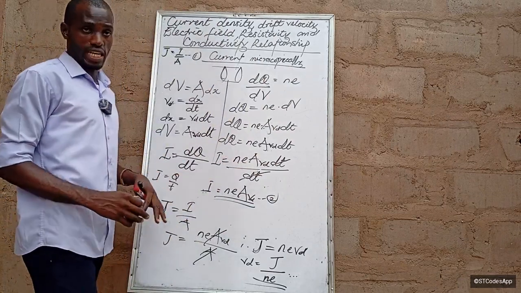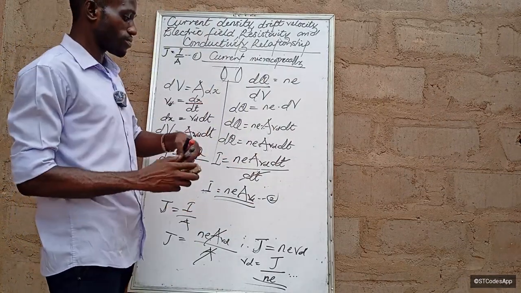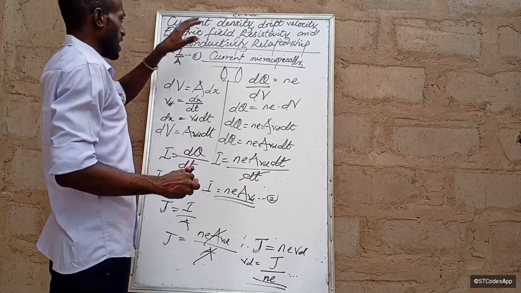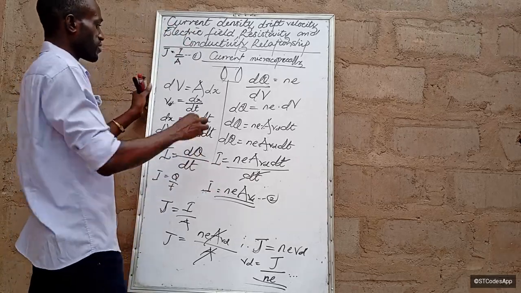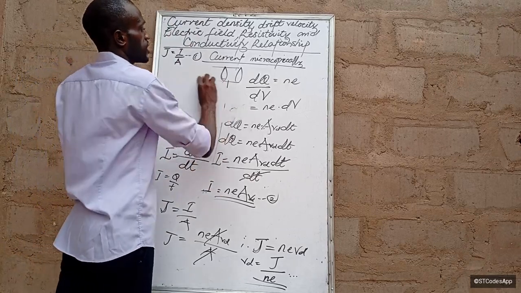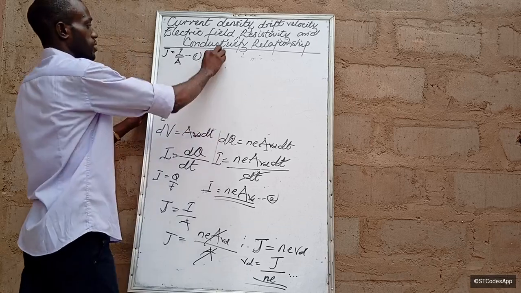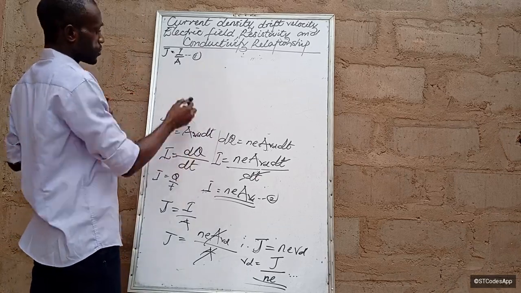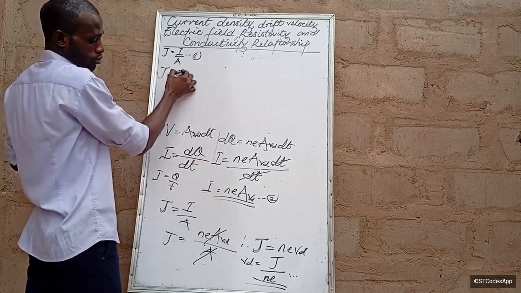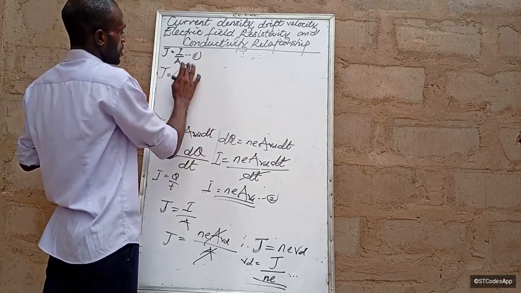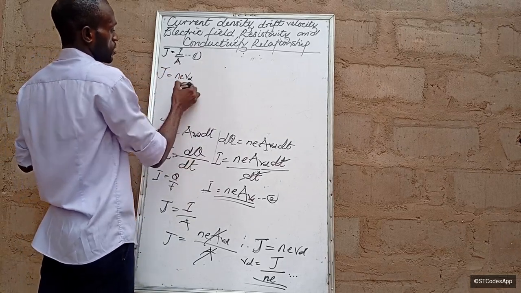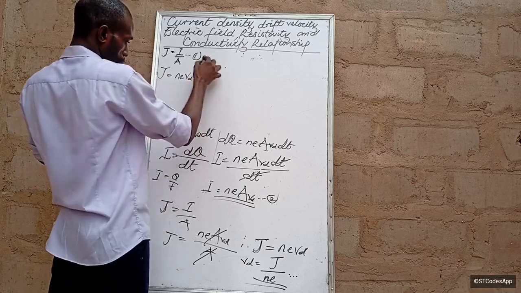So we have looked at current on the microscopic scale. Let's now look at the electric field. Now remember that we have this equation, J equals n e v sub d. Okay, let's call this equation 2.